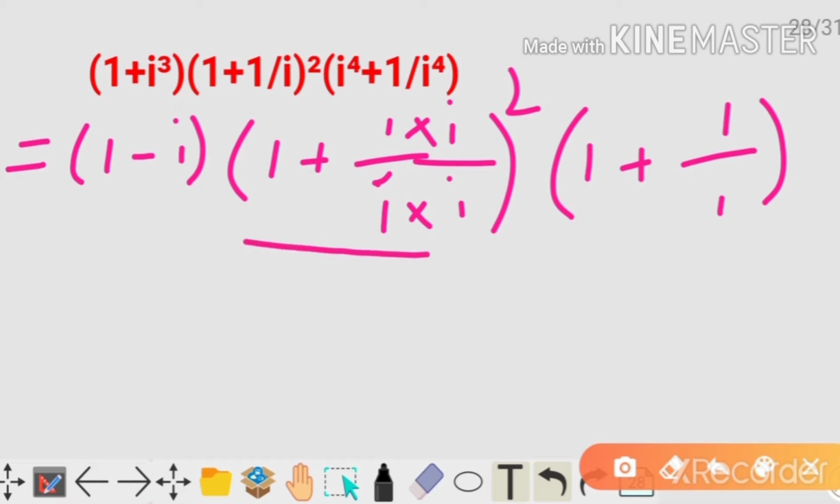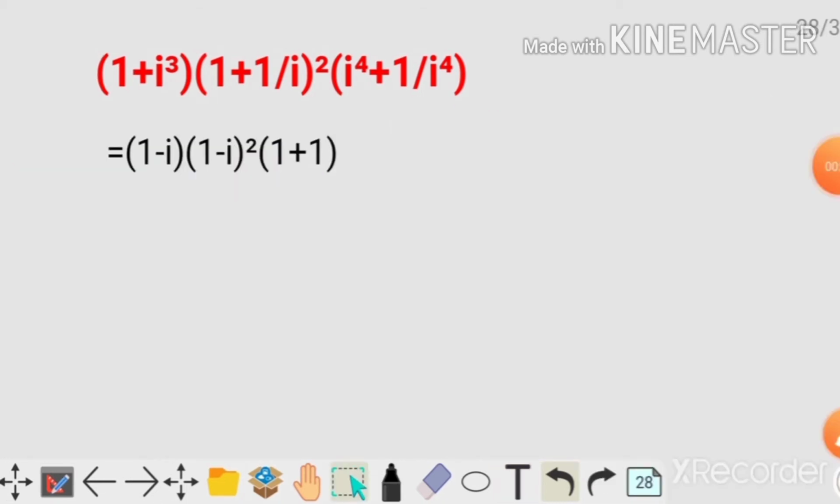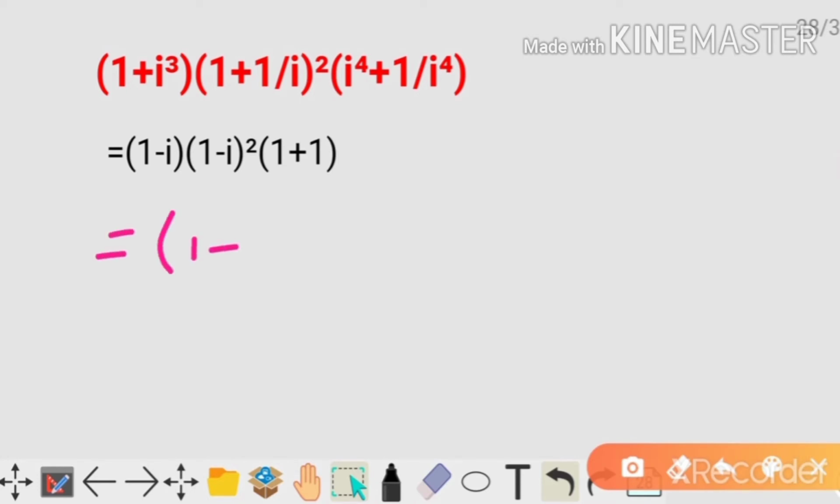So if you look at the second term, only the second term, it will be 1 plus i by i square. Then i square is equal to i into i, and i square is equal to minus 1, its whole square. So the term becomes 1 minus i its whole square. Right? So now the next step will be, we can get 1 minus i its whole cube. Right? And 1 plus 1 will be 2.